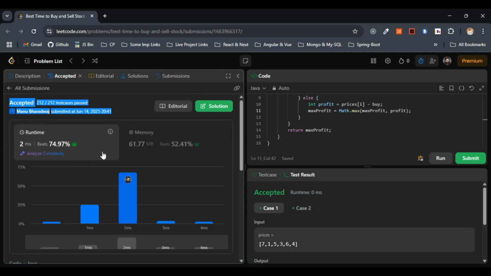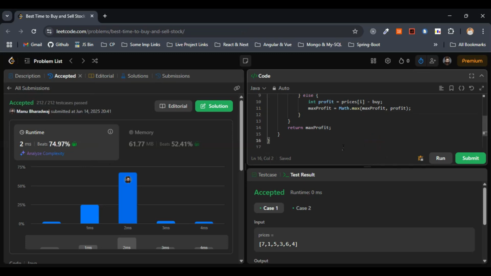I hope the solution part is completely clear, right? I hope the solution part is completely clear along with the complexities and the approach, right?